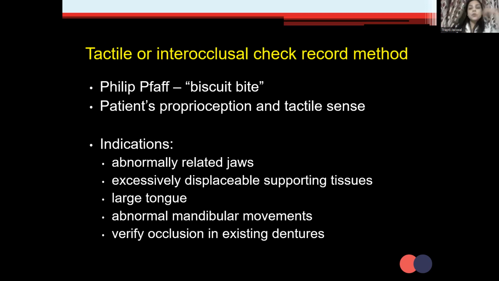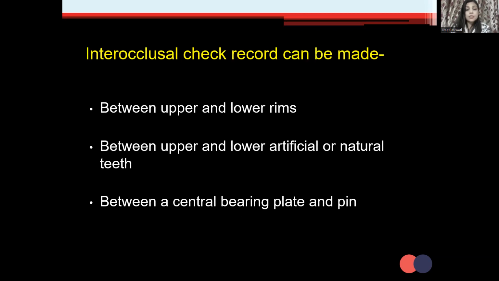So, tactile and intraocclusal check record methods. This method was given by Philip Pau, and it's also called the biscuit bite. This depends on the patient's proprioception and tactile sense to record the intraocclusal check records. What are the indications of this method? Abnormally related jaws, excessively displaceable supporting tissues, large tongue, abnormal mandibular movements, and peripheral occlusion in the existing dentures.